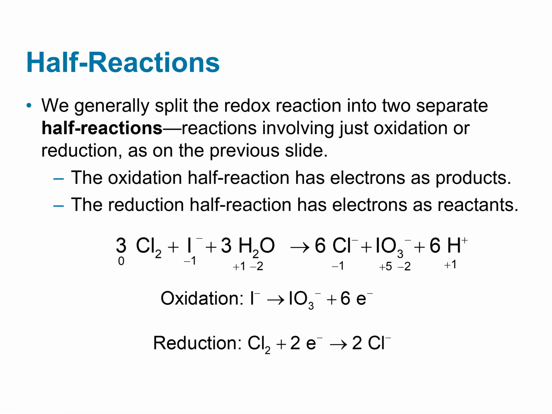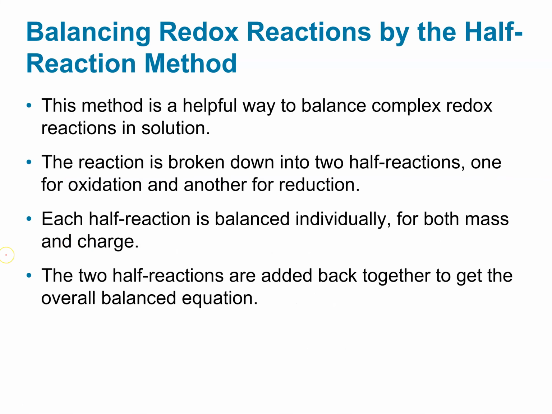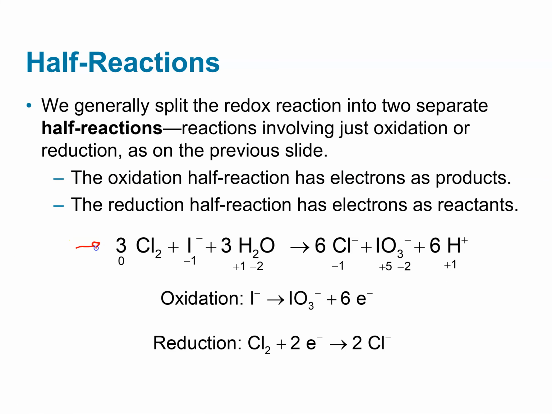So let's take a look at this reaction as an example. In this reaction, which is already balanced, we have 3 Cl2 plus 1 I minus plus 3 H2O on our reactant side producing 6 Cl minus, 1 IO3 minus, and 6 H plus. So let's break this down into the oxidation side and the reduction side. And the easiest way to do that is to look at the oxidation states of each of the nuclei.